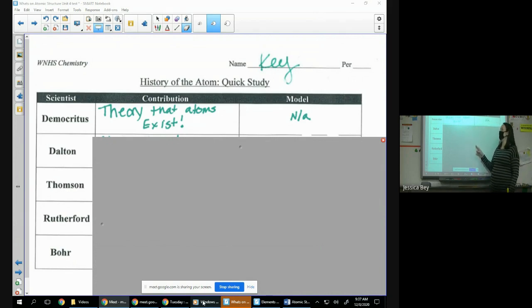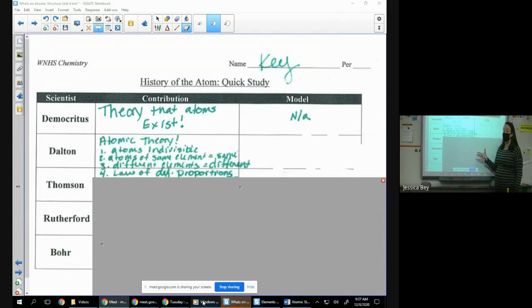So Dalton came along and he wrote this atomic theory. And his atomic theory had 4 parts. Atoms are indivisible and indestructible. Atoms of the same element are the same. Atoms of different elements are different. And every compound is made of a law of definite proportion. So if you just know he had a theory and he was the first person to come out and say atoms actually exist, people asked him what the atom must look like, and he said it was just a marble with no parts. Okay, so then history continued along.